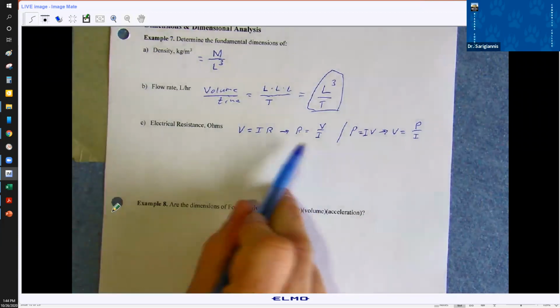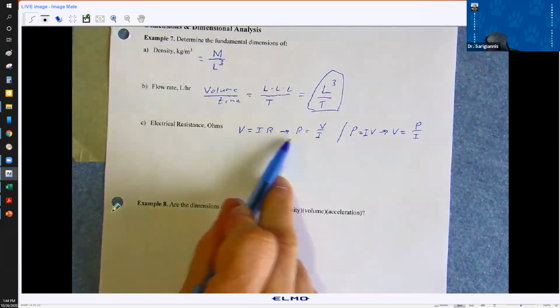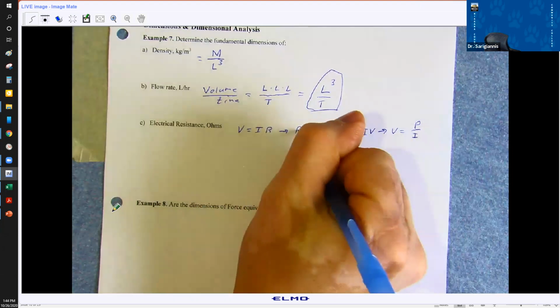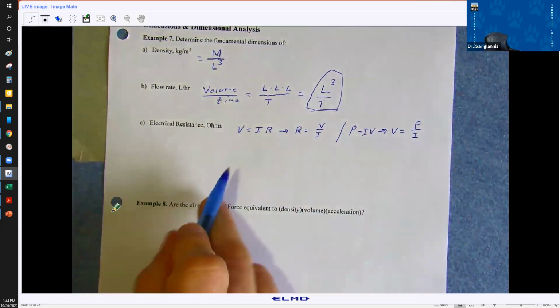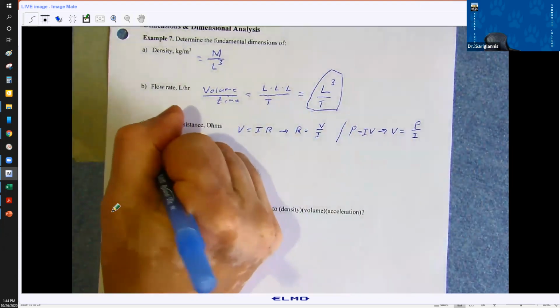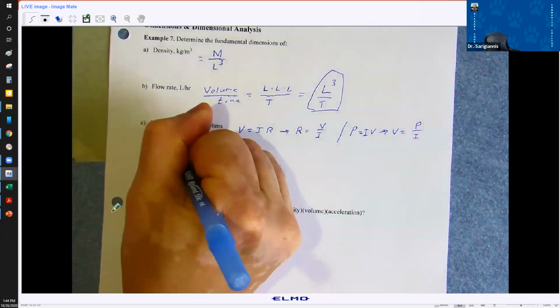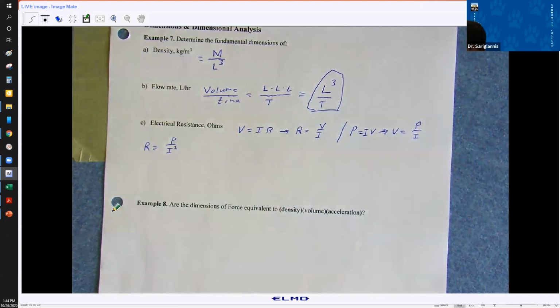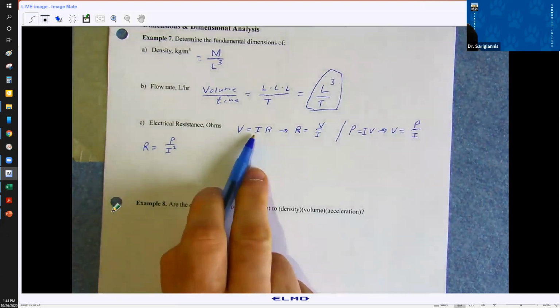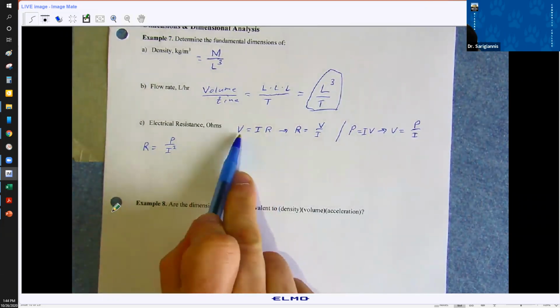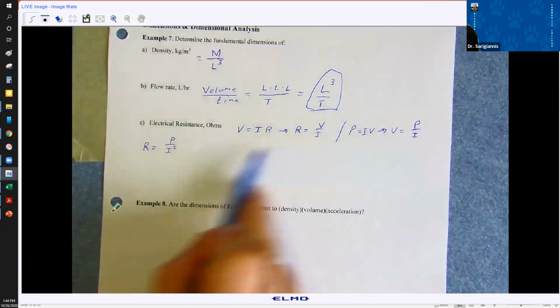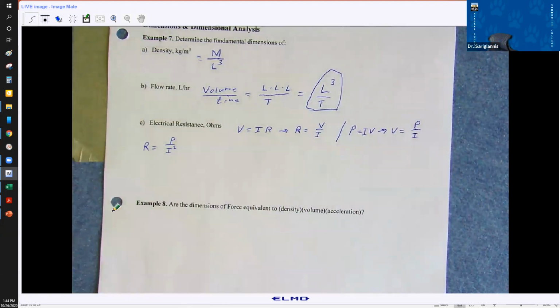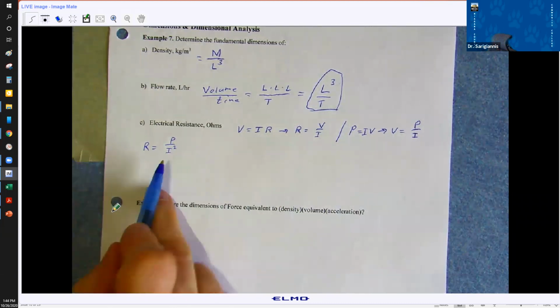So if I combine these two together, I get an equation for R. R is equal to power over current squared. Right, so I is current, R is resistance, V is voltage. Notice what I did here, I got rid of the voltage. And the reason I did that is because the units are a little easier to work with here.